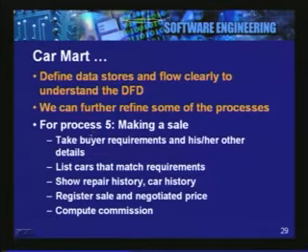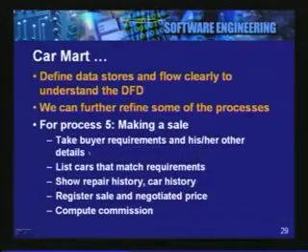So, we have listed here sub processes which make up the process 5, and using these sub processes which are listed here, you should be able to draw a decomposition of this as a data flow diagram of second level. So, the constituents of process 5 would be the following: take buyer requirements and other details about his name, address and so on, and validate this. Then list cars which match the customer's requirement.